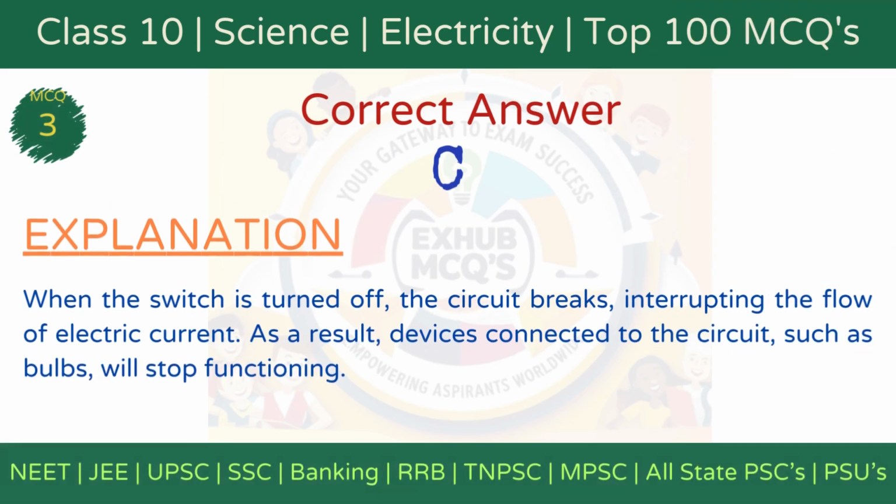The correct answer is option C, current stops. Explanation. Turning off the switch breaks the circuit, stopping the flow of electric current. This prevents the devices connected to the circuit, such as bulbs, from operating.